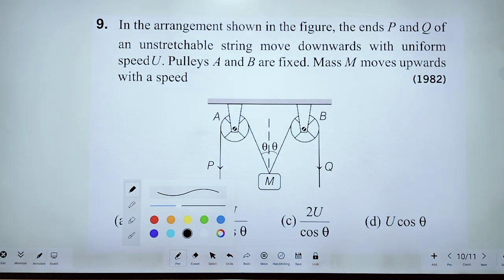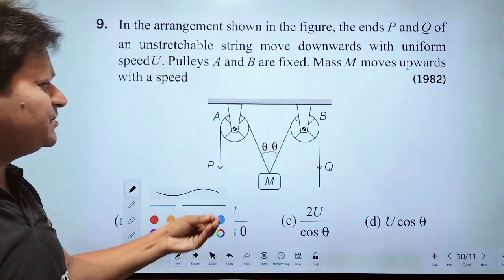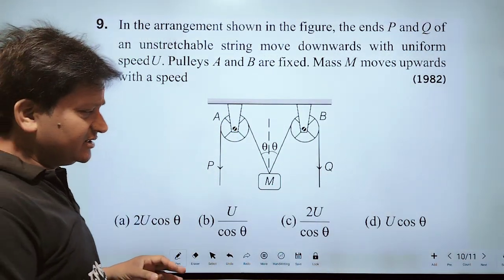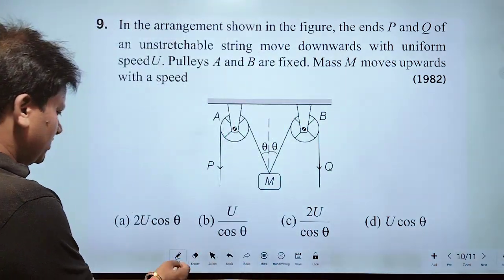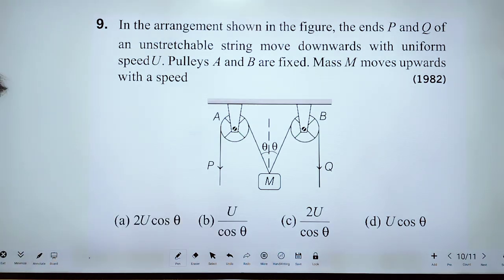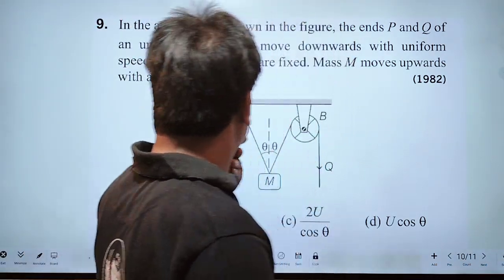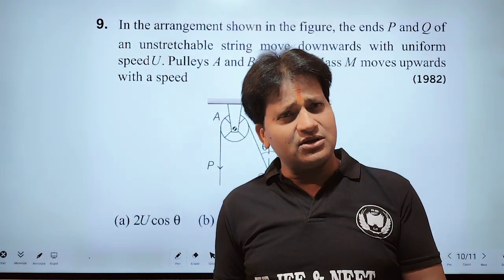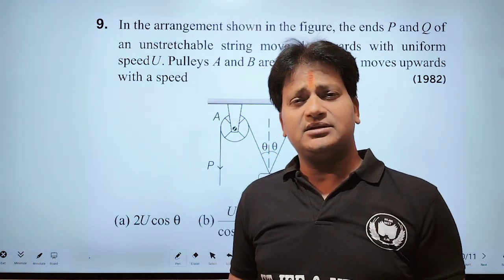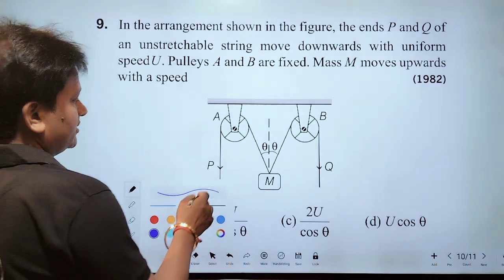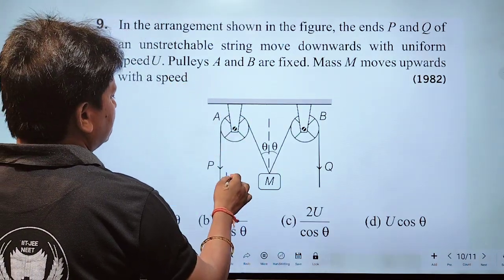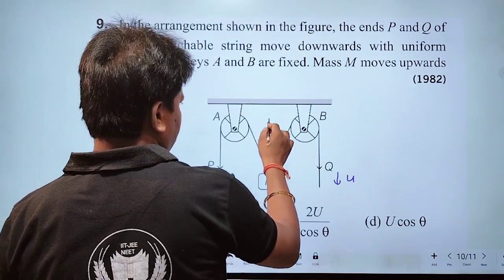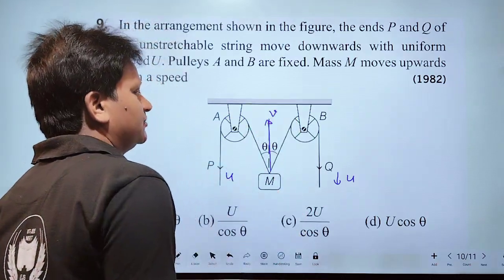Maximum students and teachers solve this type of question by differentiation method. If you solve this question by differentiation method, then the solution will be very long. This type of question can be solved by another method. Another method is, if a string is tight, then velocity of each point of that string along the string will be same. Here, this point is moving with a speed u, and this block will move in upward direction. Suppose it moves upward with velocity v.